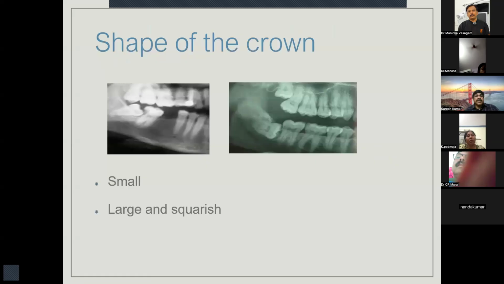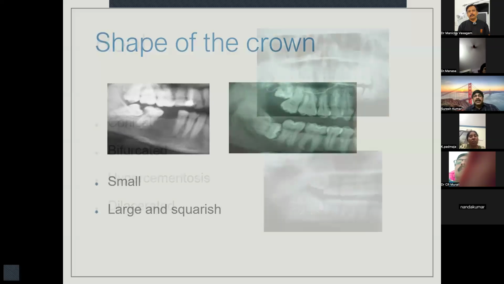Then you are looking at the crown of the tooth. Okay, in this X-ray on the left hand side, you see the crown is a little bit smaller, but in the other radiograph on the right hand side, it is a very large crown, so it will be actually well locked within the bone. It's going to be difficult. All this radiographic examination is going to tell you whether the process is going to be easy or more difficult.